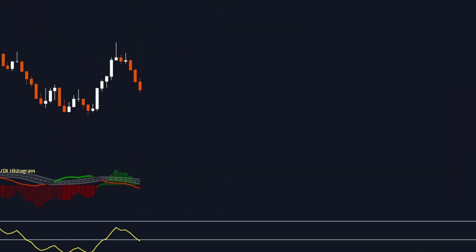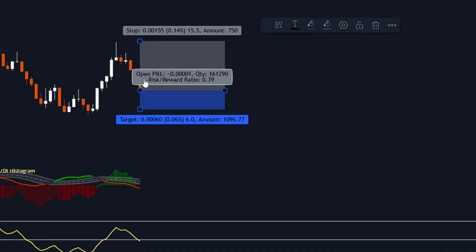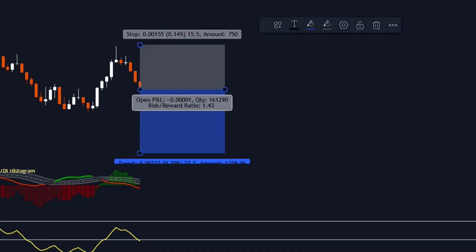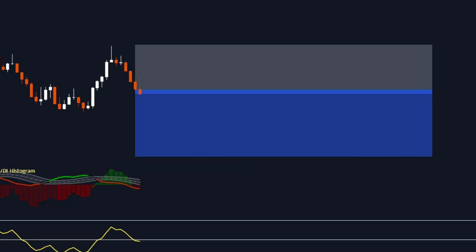For short trades, simply do the opposite. When we have a confirmed signal from our indicator with a red histogram and the ADX line being red and below the Bollinger Bands, and the CCI confirms it too, being below the minus 100 level line, that's our green light to enter a trade. We'll set our stop loss and profit targets accordingly.